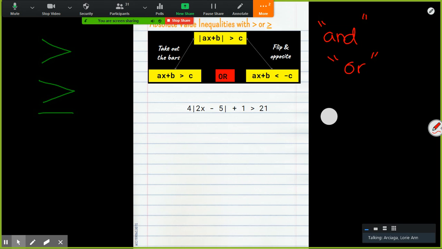For the other portion, you copy the same thing again, but you make the constant, or the number, negative. And remember the golden rule. If you change something to its opposite, you have to flip the inequality sign. So the greater than now became less than. Okay? All right. So let's analyze how we're going to do that here.